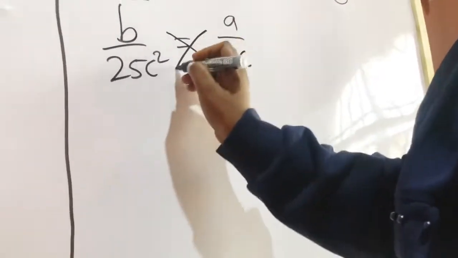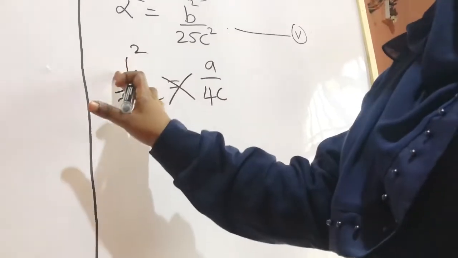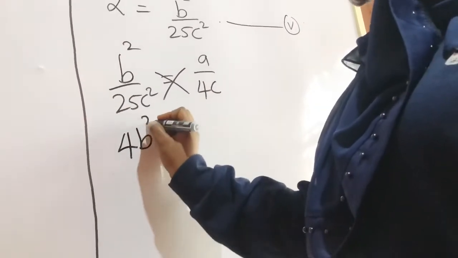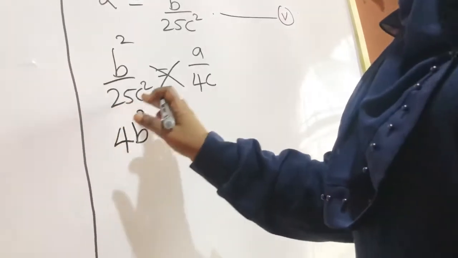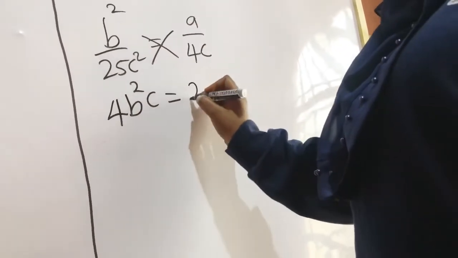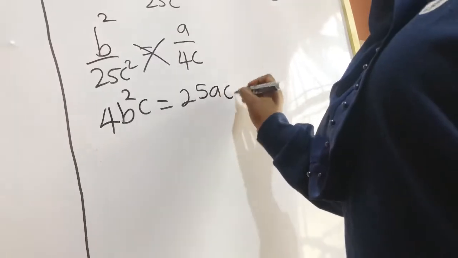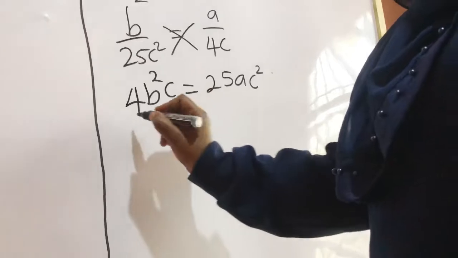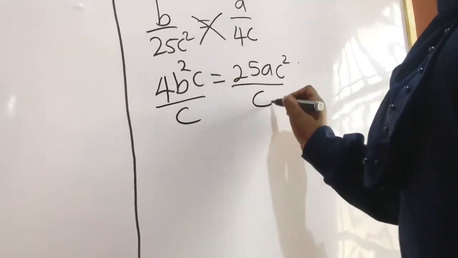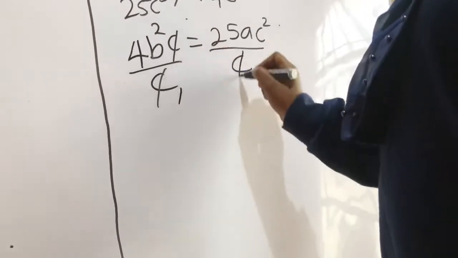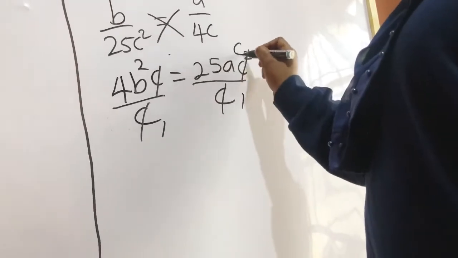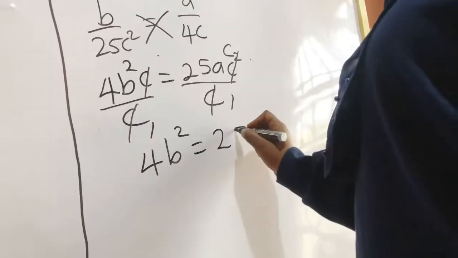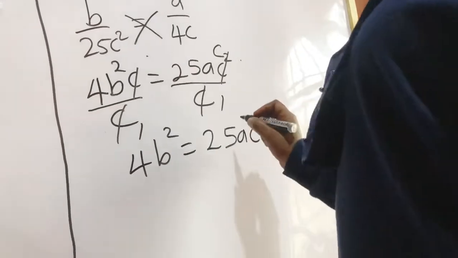Then we cross multiply. Multiplying gives b squared multiplied by 4c gives 4b squared c is equal to 25c squared multiplied by a gives 25ac squared. So here we can divide both sides by c. If we divide both sides by c, c cancels c here, one c remains. So 4b squared is equal to 25ac, and we have proved it.